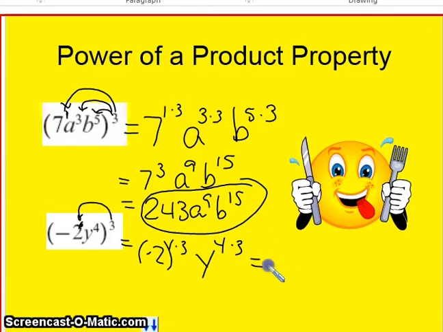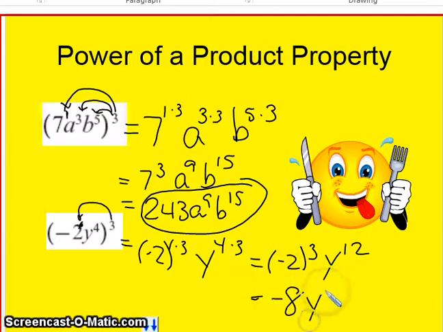Now that gives me negative 2 to the 3rd power, because 3 times 1 is 3. Y to the 4 times 3 power, which is 12. And now I want to simplify. Negative 2 to the 3rd power is negative 2 times negative 2 times negative 2, which is negative 8, and then y to the 12th. And that is my simplified form.